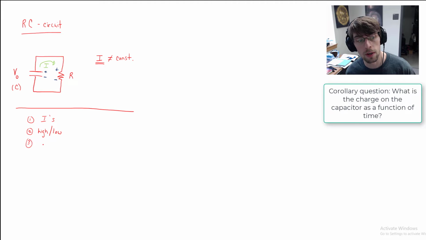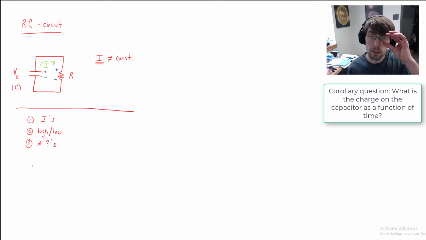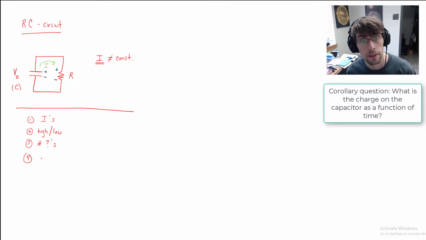Number three, sometimes you can swap these around, but number of unknowns. In this case, the number of unknowns is 1. It's not by accident. I chose this simple circuit to get us a feel for how to actually get the equation. And so number four, go ahead and apply KVL and KCL.